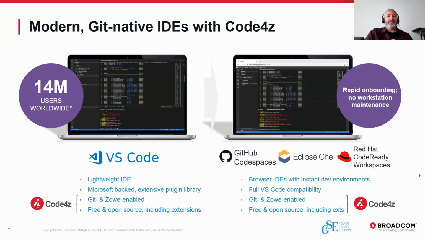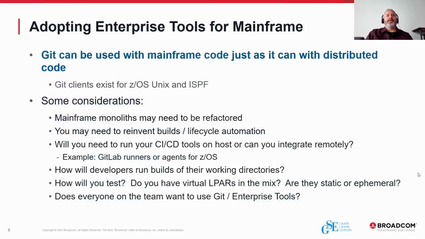All right, moving along. Some considerations around Git specifically for mainframe. You can use it for mainframe. There's nothing that prevents you from doing that. There are Git clients out there for mainframe. Rocket has a port of Git that runs on Unix System Services, and there are even ISPF Git clients out there. So if you are an ISPF person who prefers to work in ISPF, that's your IDE of choice, you can absolutely use Git with that through an ISPF client.